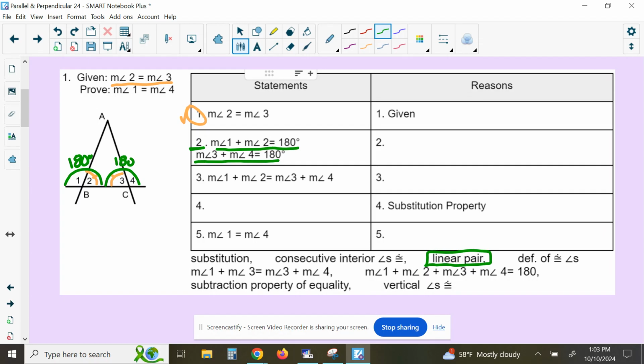Okay? I would always do these in pencil because they're kind of like a puzzle. And so sometimes you think something might fit and then you realize that they went in a different direction than you thought, so you might have to erase. So this is a linear pair.